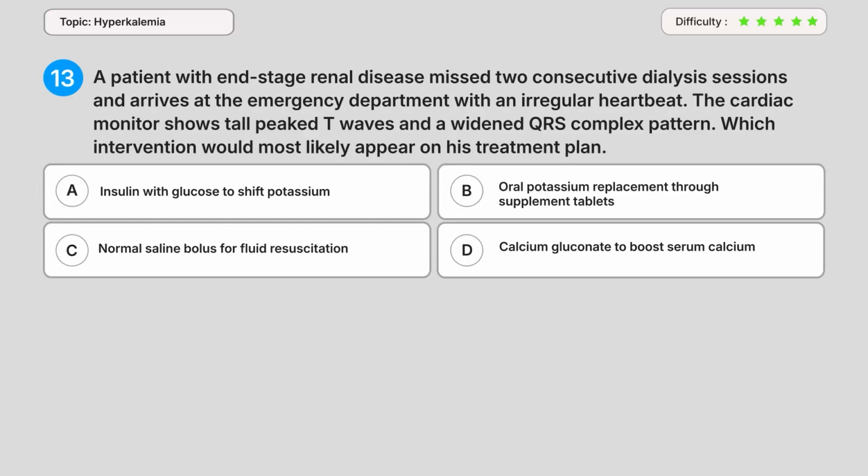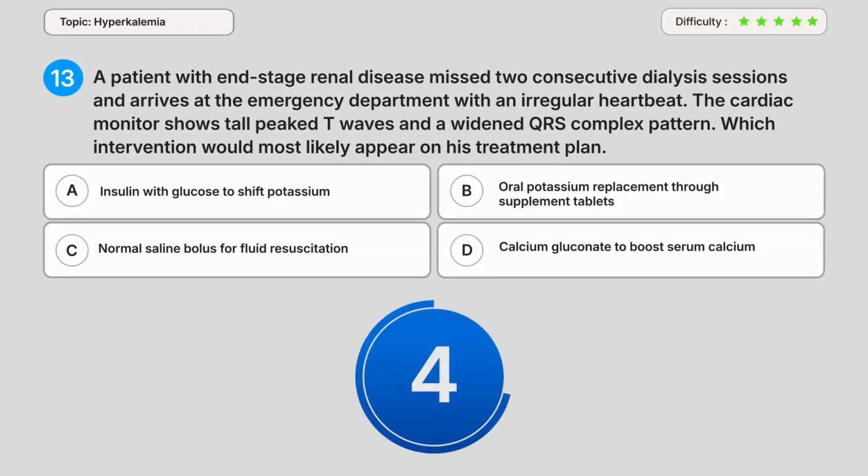A. Insulin with glucose to shift potassium. B. Oral potassium replacement through supplement tablets. C. Normal saline bolus for fluid resuscitation. D. Calcium gluconate to boost serum calcium. Do you know the answer?